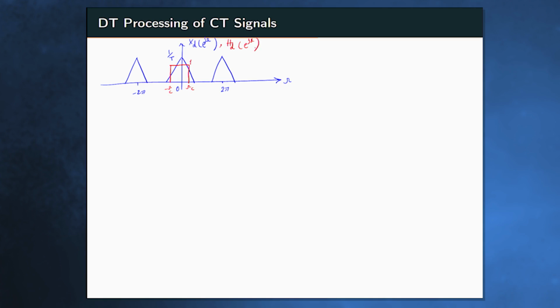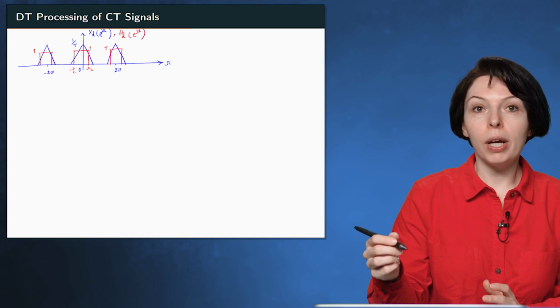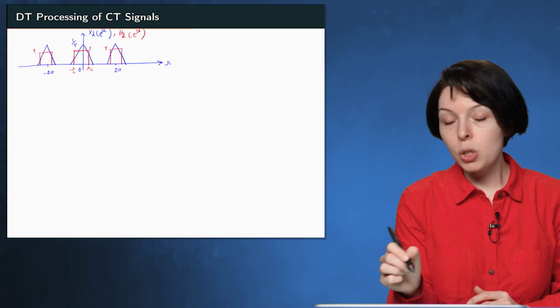All right, so I have this filter applied to this signal. It is also a DTFT, so it's going to be periodic. So I better draw another replica in here. There's going to be another replica in here. The amplitude is 1. All right. So I know that y of e to the j omega is the multiplication of these two.